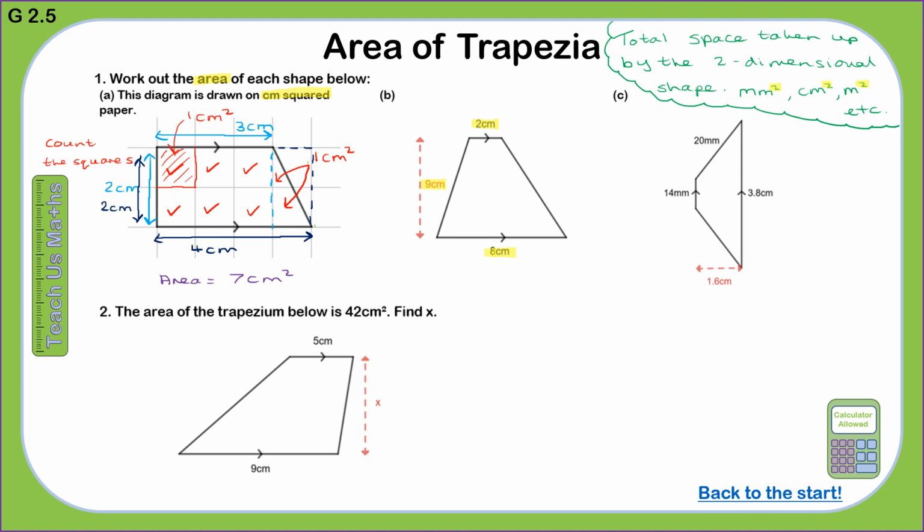We then multiply this answer by the perpendicular height of our trapezium, in this case 2 centimetres. 3.5 centimetres multiplied by 2 centimetres is 7 centimetres squared, the area of our trapezium.